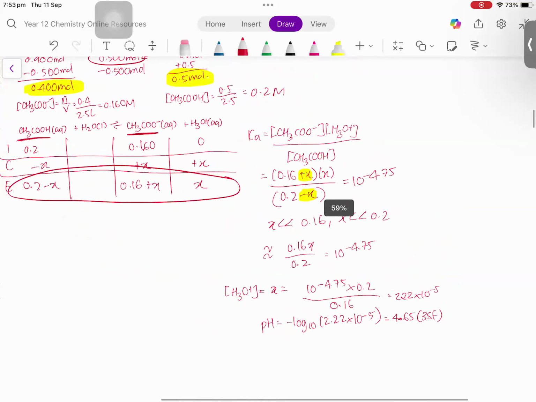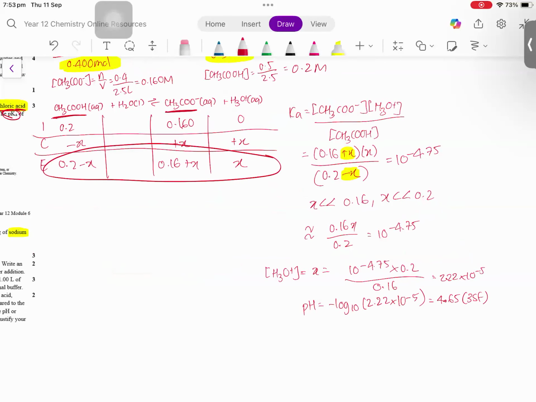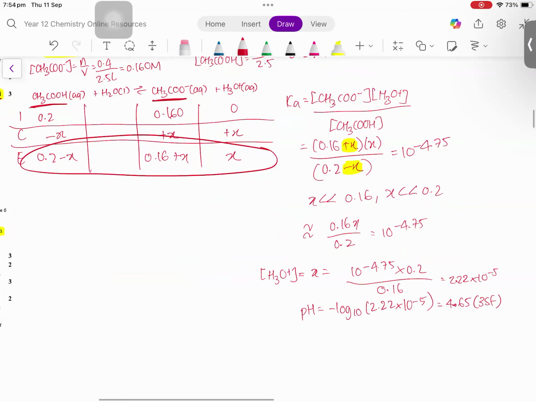Okay. So, moral of the story, do a buffer pH calculation the way you do any pH calculation. Just watch out for any prior steps you have to do if you don't have both components of the buffer yet. Otherwise you just start straight here. Okay.